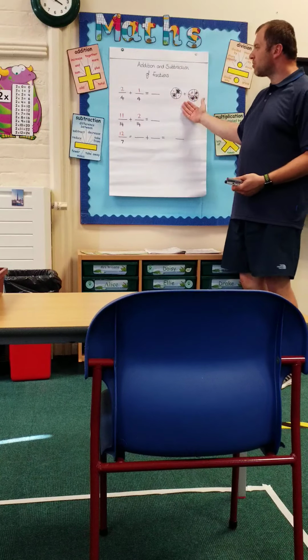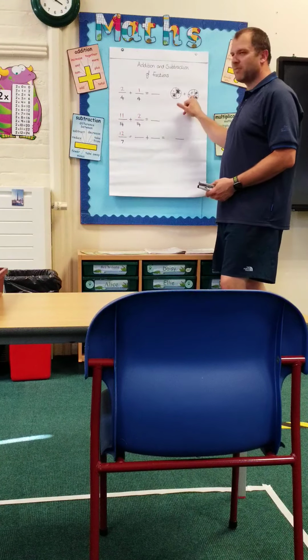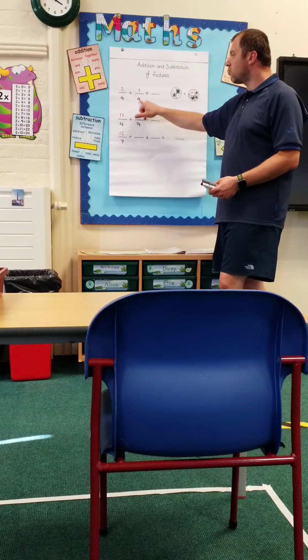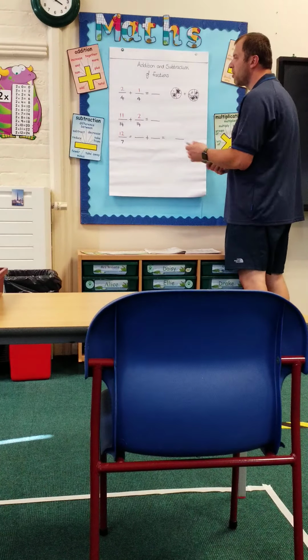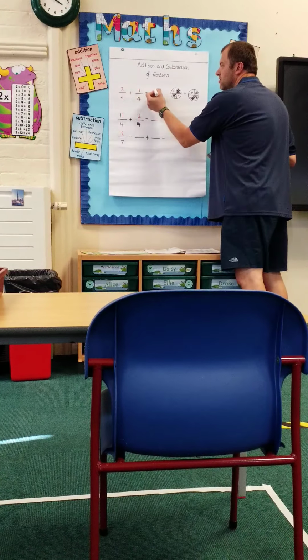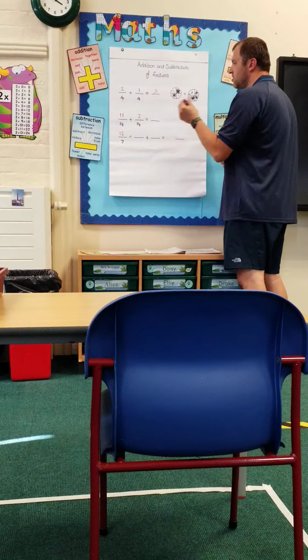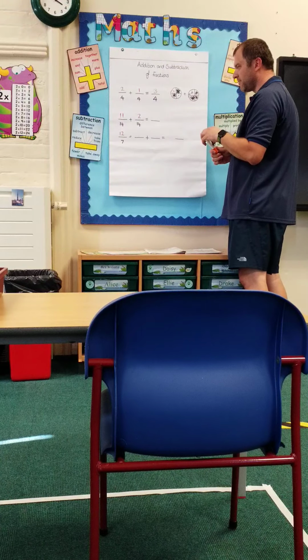So with my example here, I've got 2/4 of a pizza and 1/4 of a pizza. If I put those two together, I've still got quarters of pizza, but I end up with 3, because 2/4 and 1/4 is 3, and they're still in quarters, so it's 3/4 of a pizza.